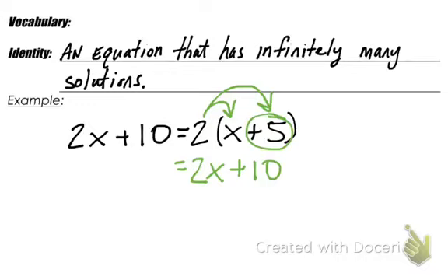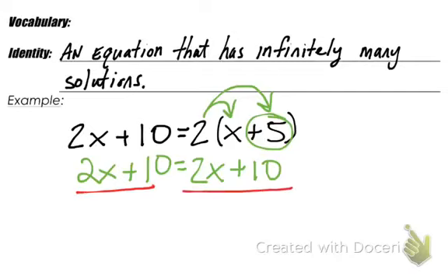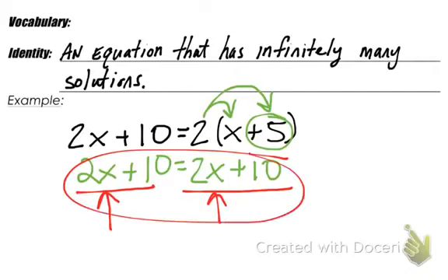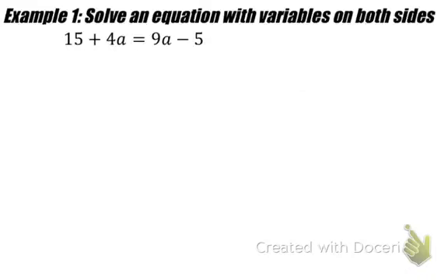So then rewriting the rest of the equation, 2x plus 10. If you notice, both expressions on either side of the equal sign are exactly the same. That means that any number that you substitute in for the x would work. We call this an identity. So just keeping that word identity in mind, let's look at example number 1.